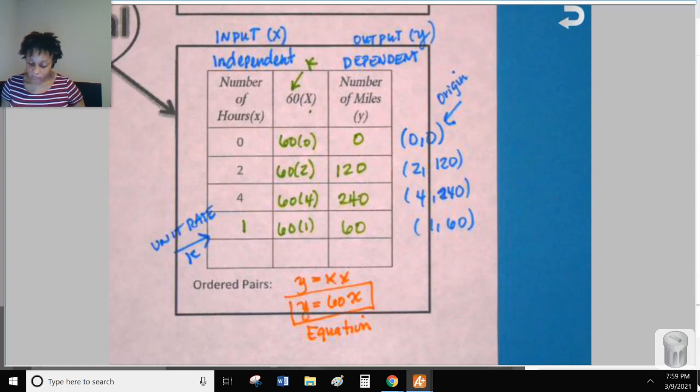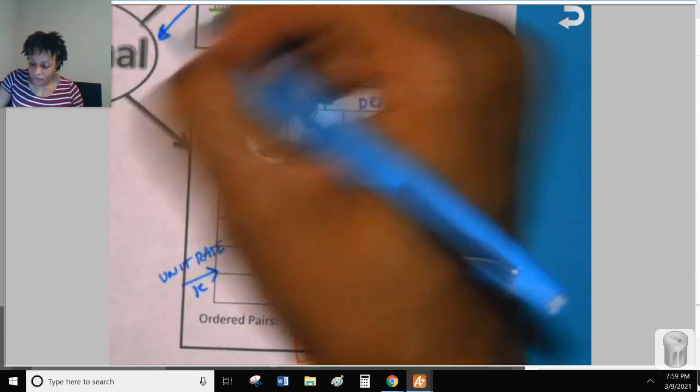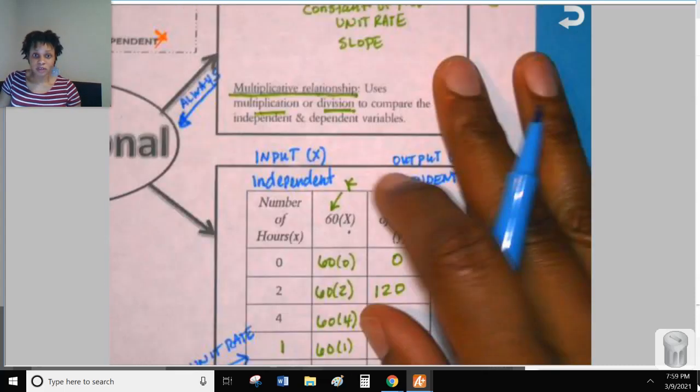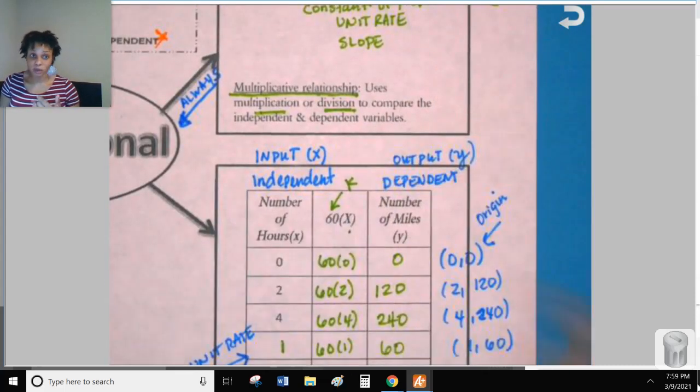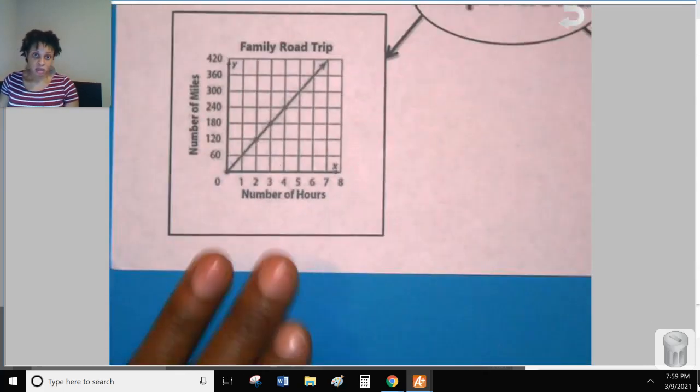So now let's take a look at the graph. But I wanted to add a line here, letting you know that multiplicative relationships are always proportional. Okay? Multiplicative relationships are always proportional. Anytime it's multiplying or dividing, it's proportional. Hands down. Okay? Always. Never any other way.